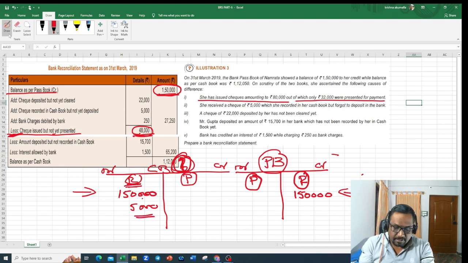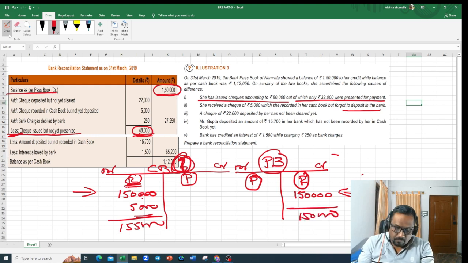So I have recorded it. But she forgot to deposit in the bank. That was not deposited in the bank. Since that was not deposited in the bank, the banker wouldn't have recorded it. Now, what is the balance here? 1,55,000. What is the balance here? 1,50,000.